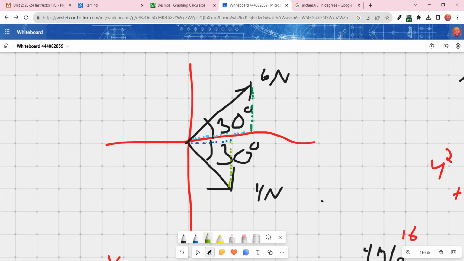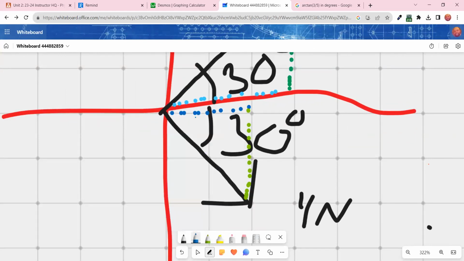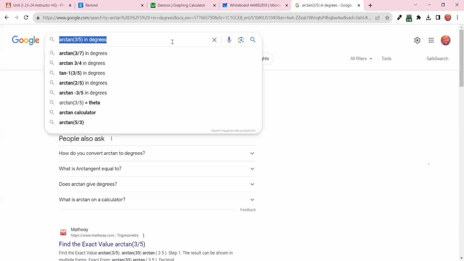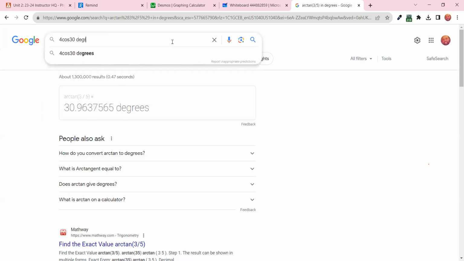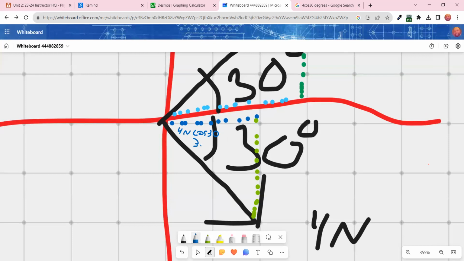So then how do I break this down into its x? Well, x is always what function? Typically what trig function is the x, the horizontal? Sine? Cosine? Cosine. Cosine is the horizontal. So that means that this is 4 newtons cosine what? 30. 4 newtons cosine 30. Just type that into the computer or calculator. 4 cosine 30 degrees. It's about 3.46. All right. 3.46.